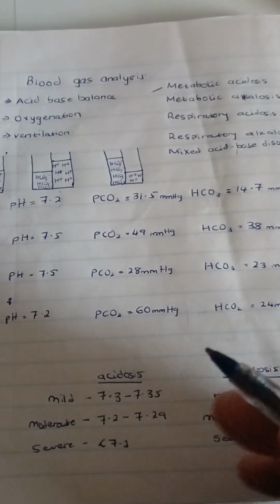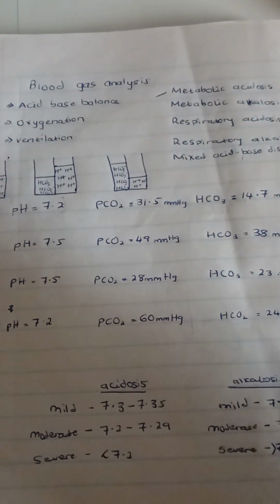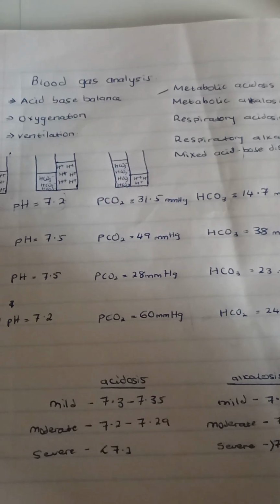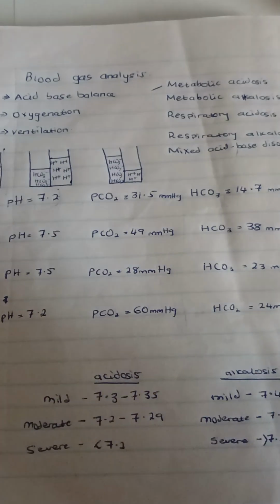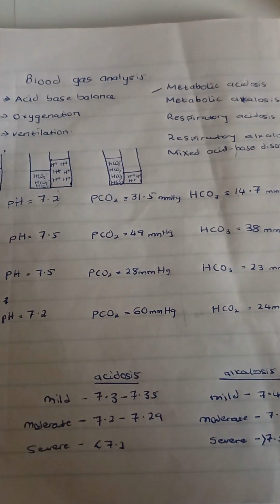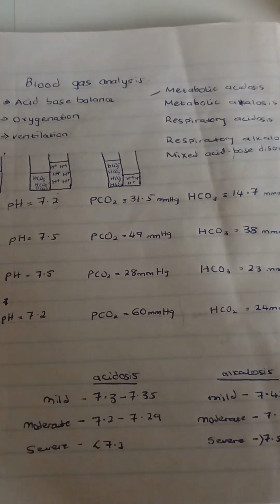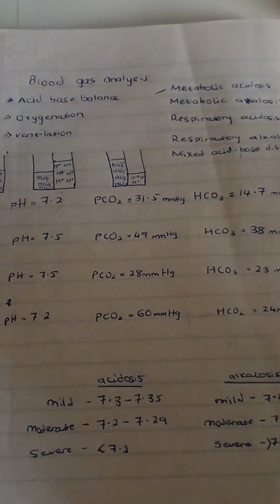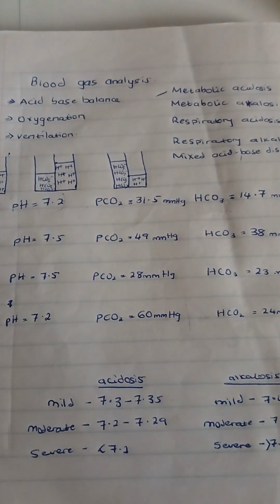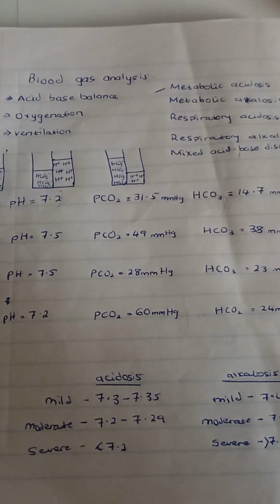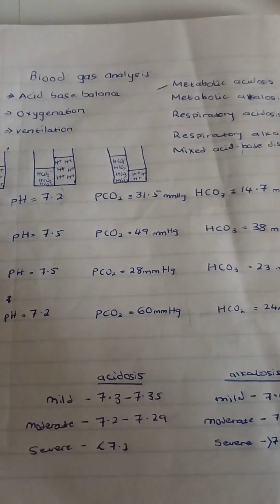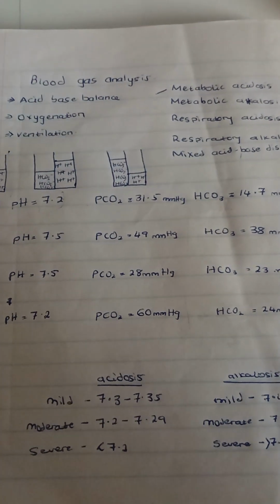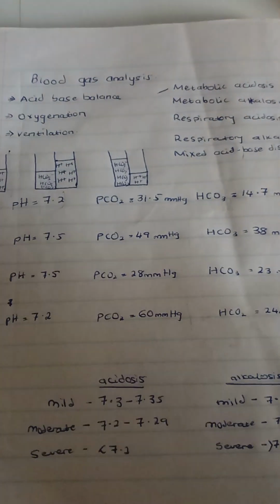If you want to interpret the BGA, in a BGA you will have very many parameters. 3 parameters are enough to identify what type of acid-base disorder it is. To interpret that, you just need to ask 2 questions. Number 1, what is the primary problem? Is it acidosis or alkalosis? Once you have answered that, you go to the second question: what type of acidosis or alkalosis is it? Is it metabolic or respiratory? Once you've answered those 2 questions, you have answered the problem.